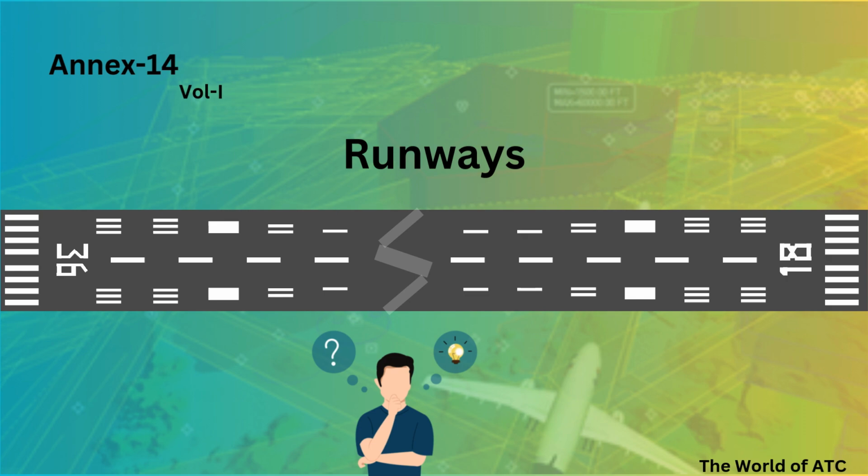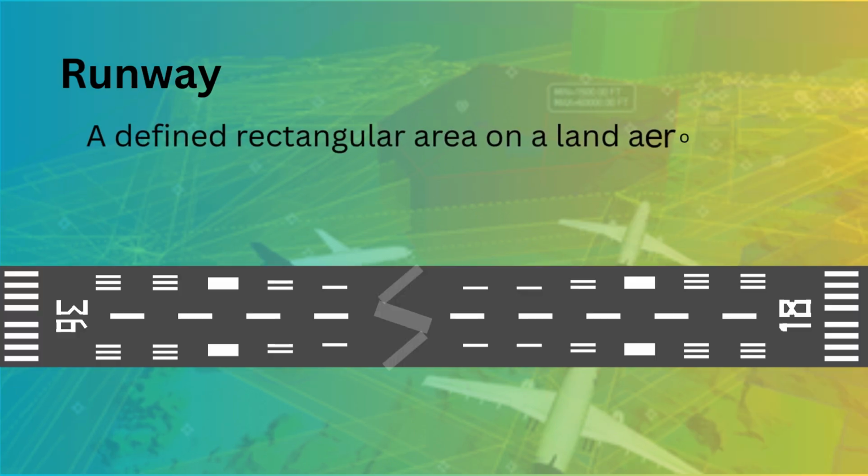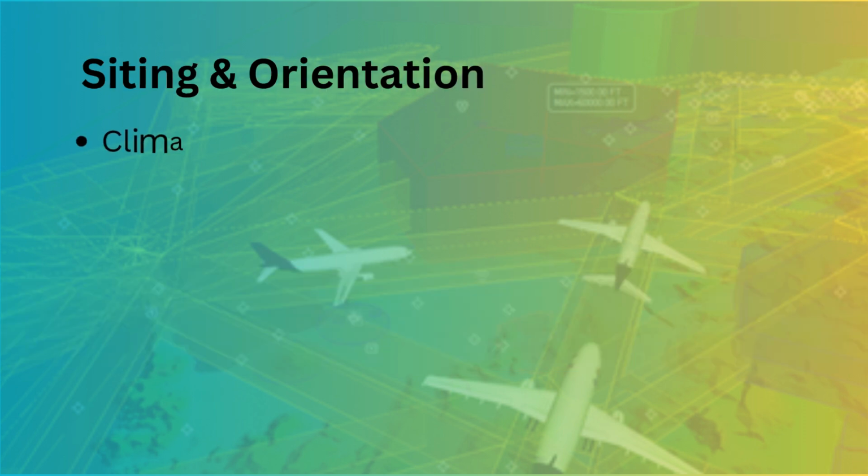So what is a runway? According to ICAO Annex 14, a defined rectangular area on a land aerodrome prepared for takeoff and landings of an aircraft is called a runway. Now the siting and orientation of a runway depends on several factors.